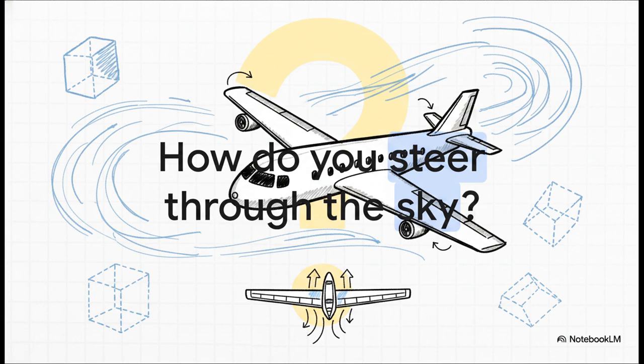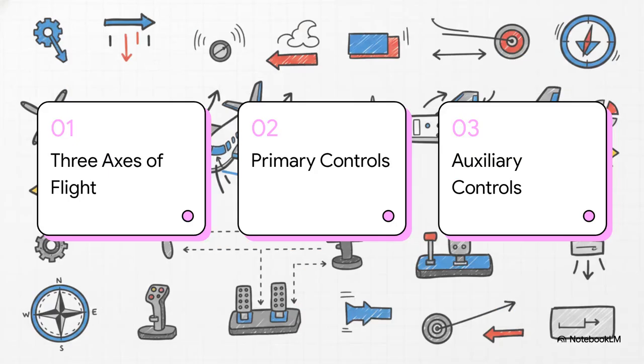For the next few minutes, I want you to step into the shoes of an aircraft designer, or maybe a student pilot. Imagine you're in a metal tube with wings. How do you actually command it to dance in 3 dimensions? Here is our game plan for today. First, we'll map out the 3 axes of flight. Then, we'll look at the primary flight controls. And finally, we'll dive into the auxiliary flight controls.